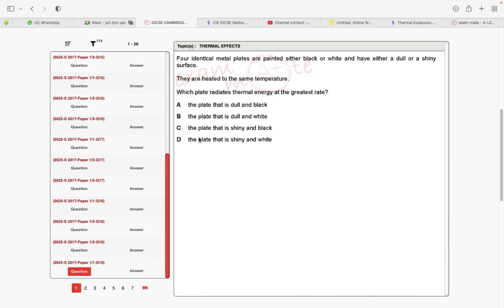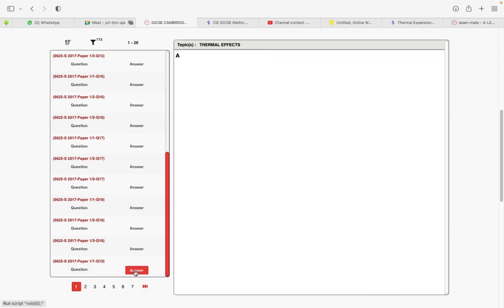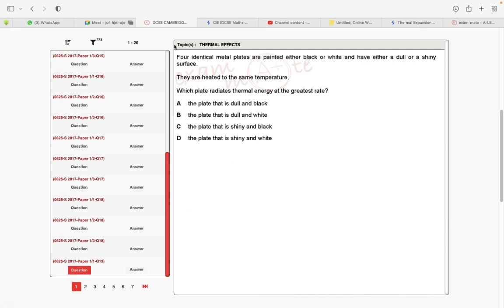I think it's white, it kind of blocks. What did I say? It reflects. I studied it, but I think it's black. But I'm not sure. Is it dull or shiny? Is it D? The plate which will radiate thermal energy at the greatest rate, right? Oh, A. Okay. Now, which is plate A? The plate that is dull and black.